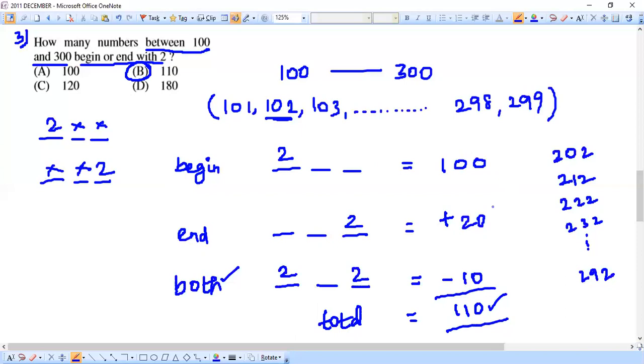Everything is fine. These two are fine. Okay, this 100 is okay. This 20 is okay. But what about this 10? Here is what we are doing. What we are actually doing here is very simple. Nothing is done here.